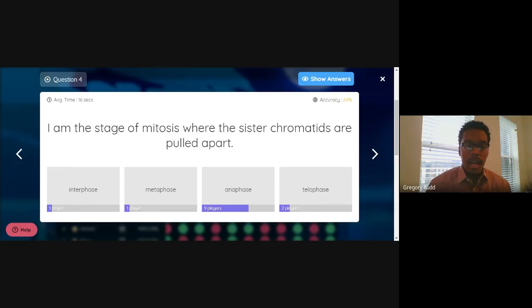Okay. I am the stage of mitosis where the sister chromatids are pulled apart. We did pretty well on this one. Does anyone know?